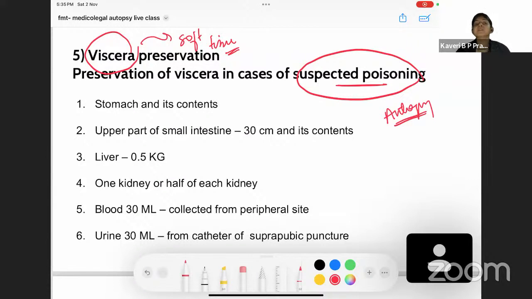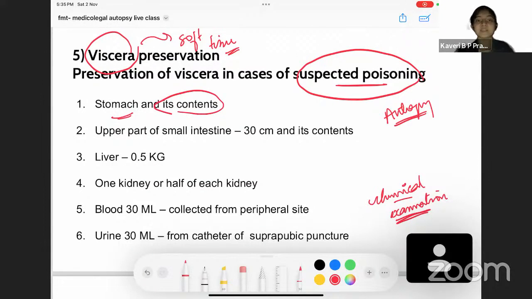Why do you have to preserve them? Because various chemical examinations can be done on these, and after the chemical examination, you can find out the cause of death. They are sent to the forensic science laboratory where the chemical examination is done, and that is why it becomes important to preserve the organs whenever you suspect that poisoning could be the cause of death. You have to preserve the stomach along with its contents. Whatever the person has eaten will also have the poison, or if the person has ingested the poison directly, it will be there in the stomach. So you have to preserve the stomach with its contents.